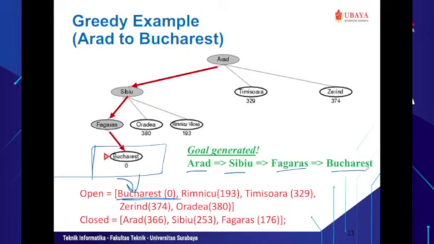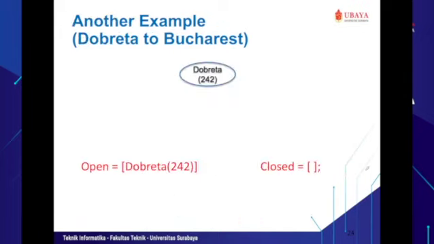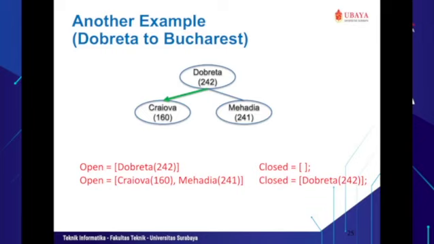If we want to go to Bucharest from Dobreta, find out the path. This is the heuristic value of Dobreta to Bucharest. We write it down in our open list or queue. Then we will move Dobreta to our closed list. Then we know Dobreta actually has two immediate cities, which are Craiova and Mehadia. So once we move Dobreta from the open list to our closed list, we get Craiova and Mehadia.